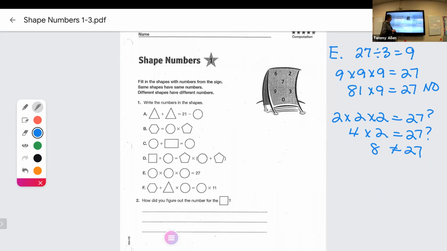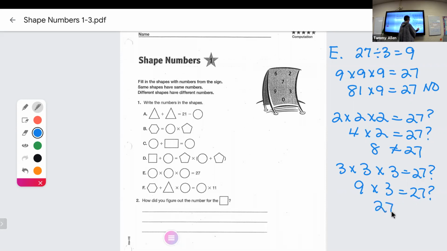3. 3 times 3 times 3 equals 27 is our question. What's 3 times 3? 9. 9 times 3 equals 27 is our question. What's 9 times 3? 27. 27 equals 27, and that is a yes.